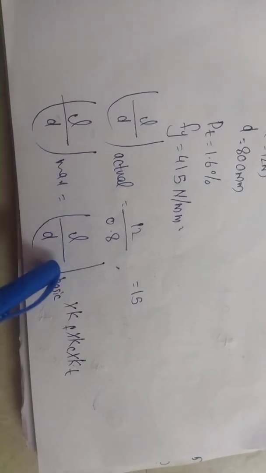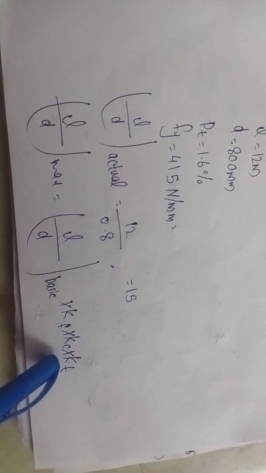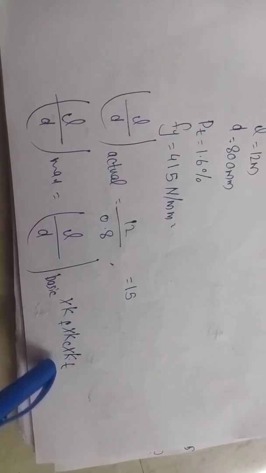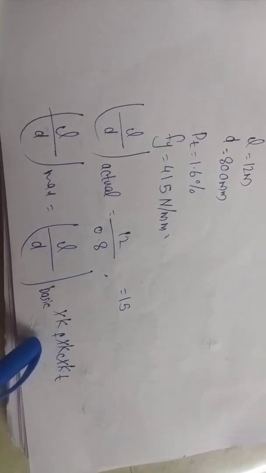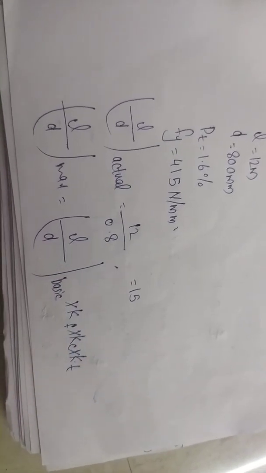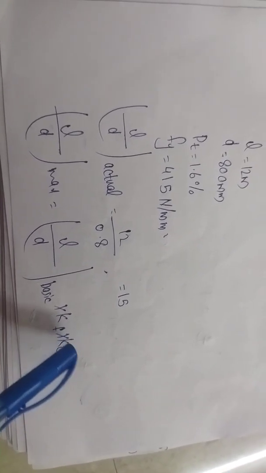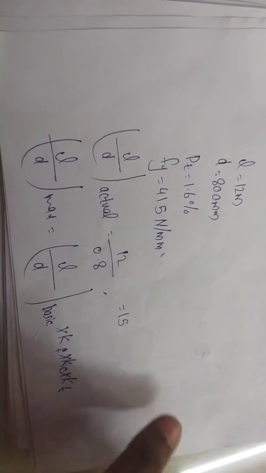So how to calculate L divided by d max? It is L divided by d basic into KF into KC into KT. L divided by d basic we already calculated. KF, KC and KT are the modification factors that we obtain from three graphs provided in IS 456.